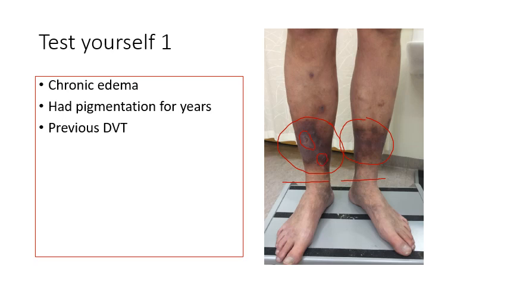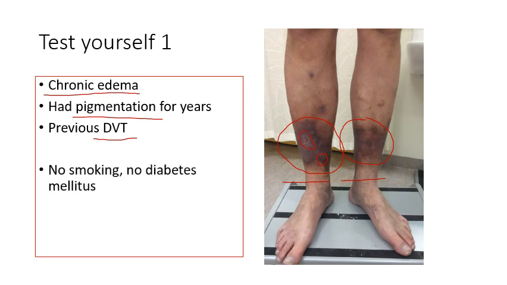This patient tells you that they've had chronic edema for many years, and they've had pigmentation, so this discoloration, for years. He's had a previous deep venous thrombosis in the right leg, and then you ask about the symptoms, and that's heavy legs and maybe some itching, and other than that, the patient does not smoke. The patient has no diabetes mellitus. You do an ankle brachial index, and it's 1.0, and a good pressure. It's a very good pressure of 140 millimeters of mercury. So what do you suspect?